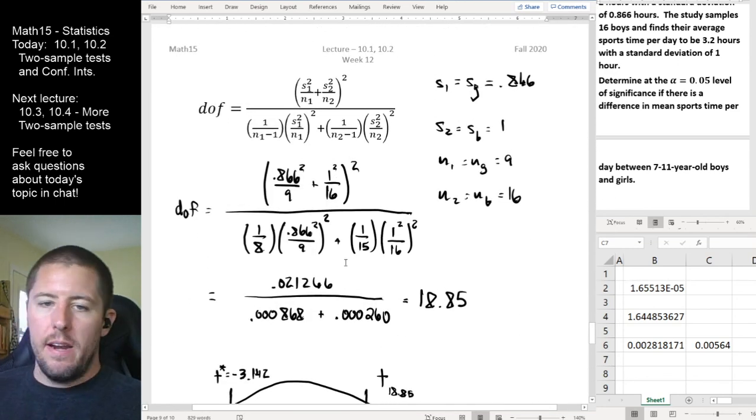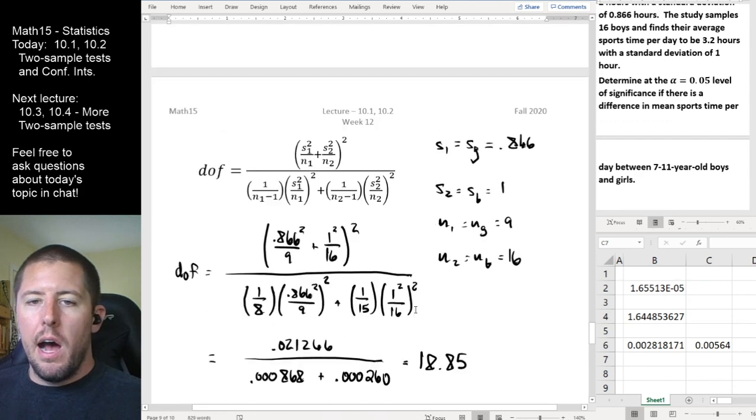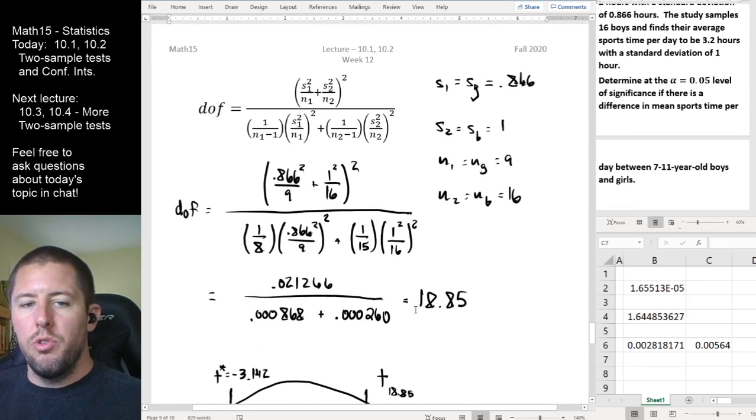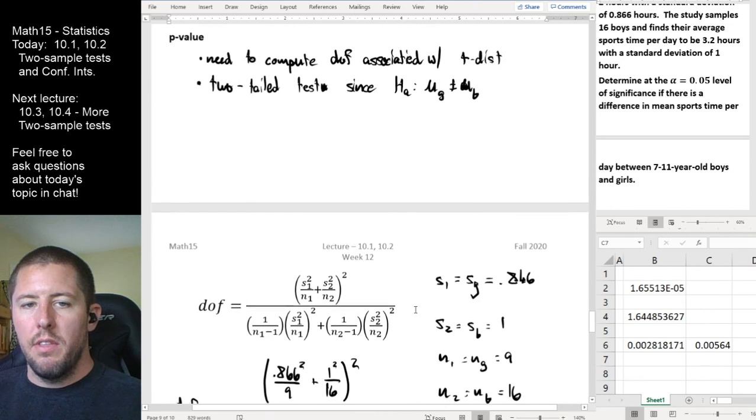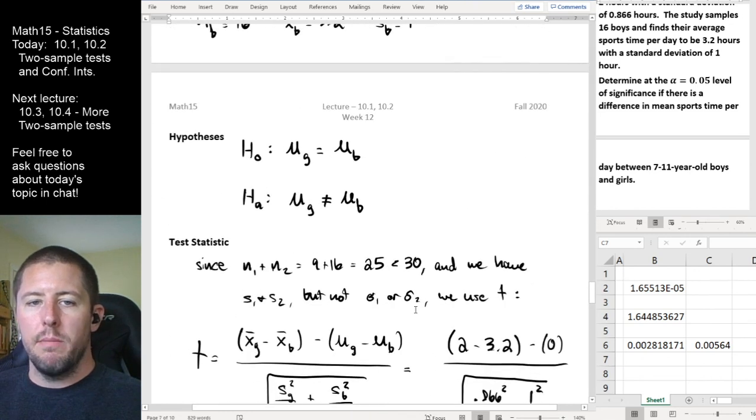If we're in a t-test scenario, then you need to be able to use this kind of obnoxious formula to compute a number of degrees of freedom associated with your t-distribution. But other than that, there's not really too much that's really changed. Our structure is still the same thing. We're still going to start by stating some hypotheses.